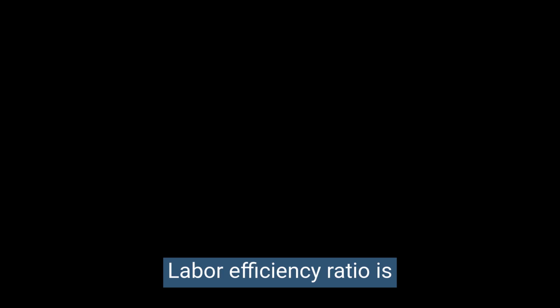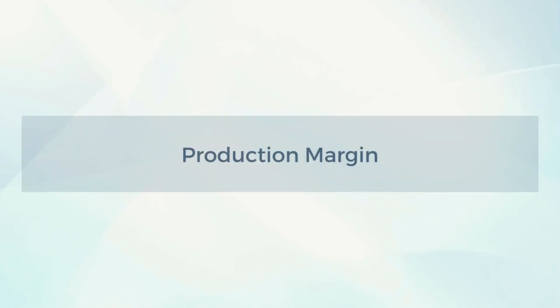Labor efficiency ratio is the gross revenue divided by payroll expenses. In other words, this is a measure of how well you are leveraging the people to generate revenue in your agency. Generally, what we're looking for is a target of 2.5. So in other words, for every dollar of revenue that you're generating, you're spending about 40 cents of that on payroll-related costs.